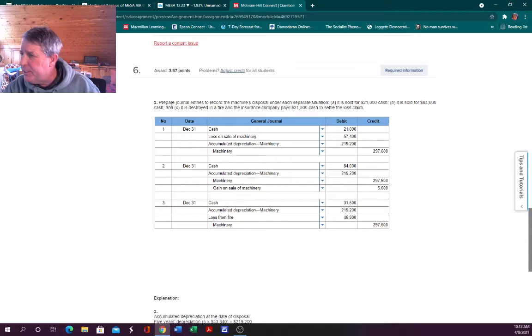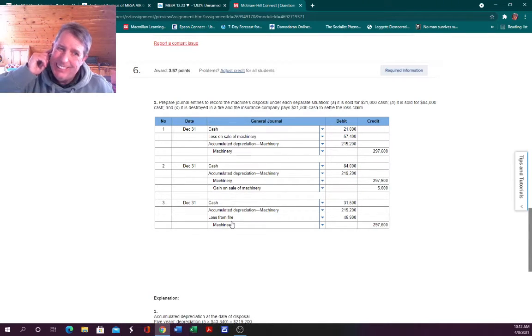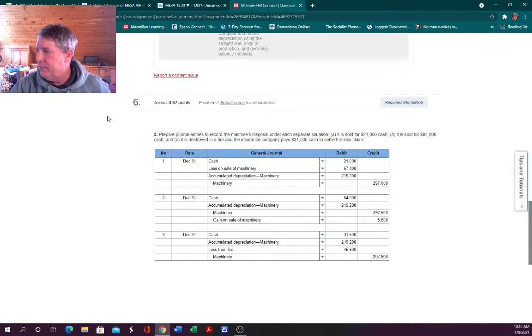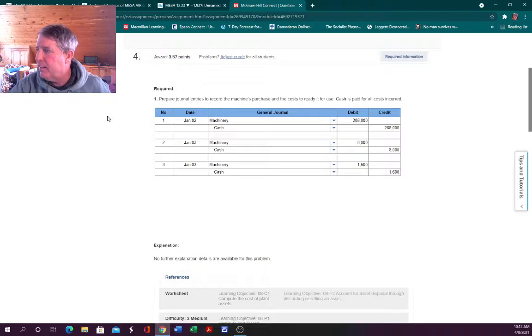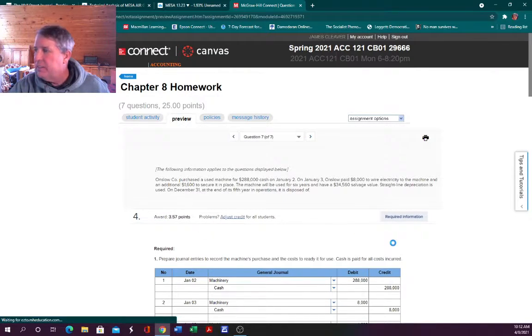And number 6 is here. These journal entries are prepared to record the machine's disposal, and was there a gain or a loss from the fire? It was an insurance question. So here we go, and there's the explanation on that one. And I hope I showed it clearly. Yep. 4, 5, 6, and there's one more.